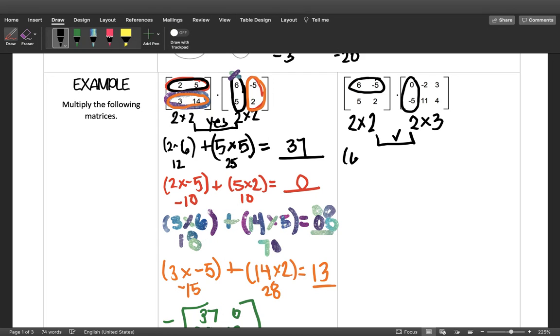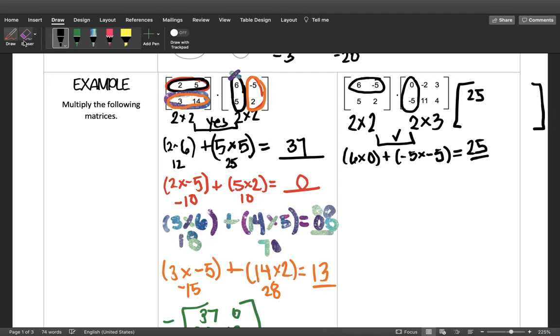So 6 times 0 plus -5 times -5. 6 times 0 would give me 0. -5 times -5 would give me 25. So 0 plus 25 gives me 25. I'm just going to go ahead and write out the answer up here. Okay, so my first one is 25.